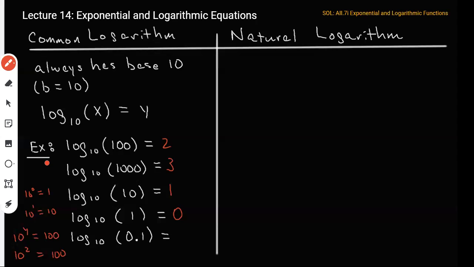And then the last one. Which exponent do I have to raise 10 to get to 0.1, also known as 1/10, right? This time it would be less than 0. It would be a -1.